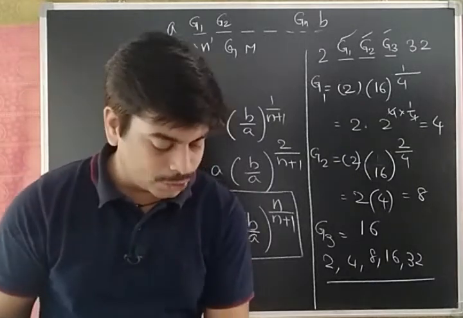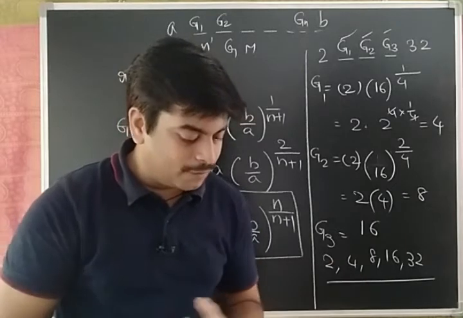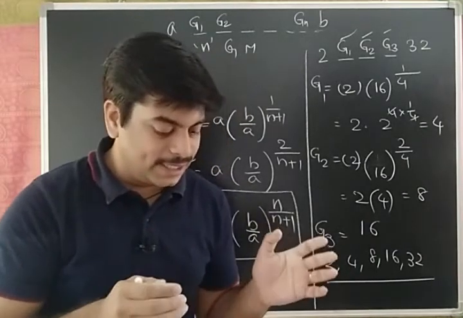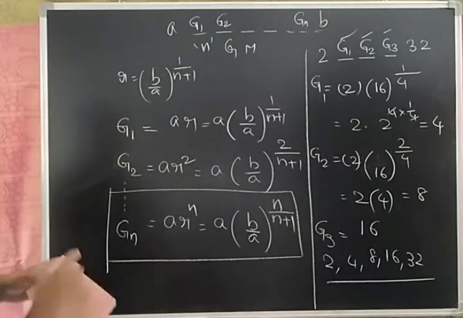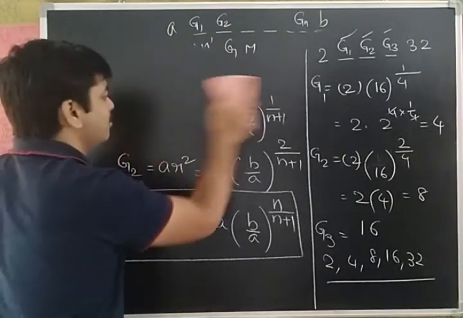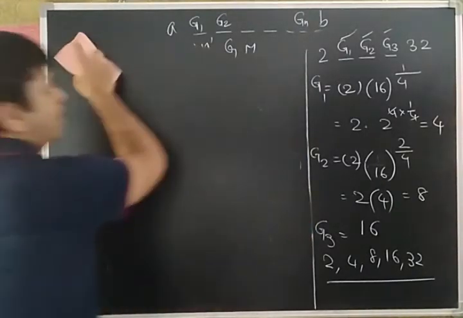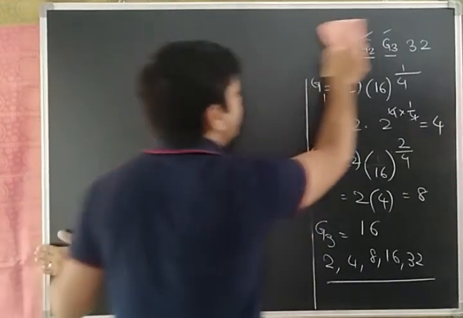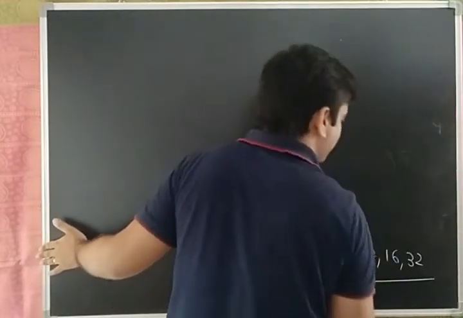Let us see one more question. Insert 5 geometric means between 576 and 9. Oh God, what is this? Between 576 and 9. Is there any relation between 576 and 9? We don't know. We don't want to. We will just follow the procedure. Even if you don't remember the formula, it's no problem. We will go as per the procedure.